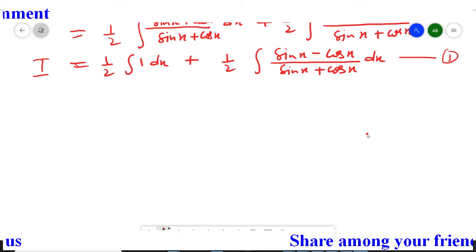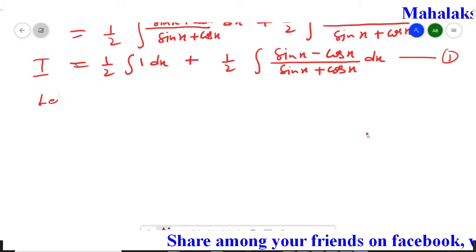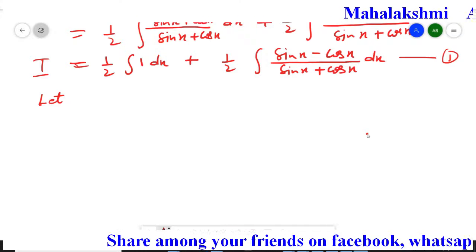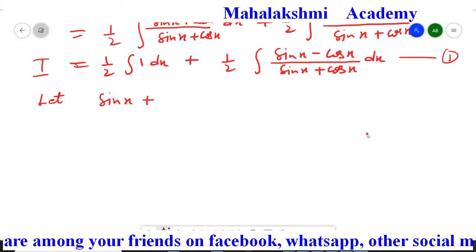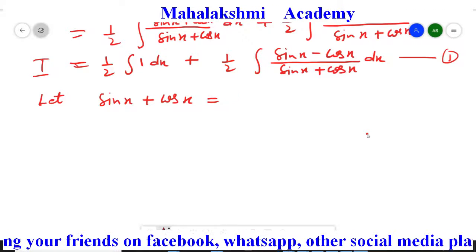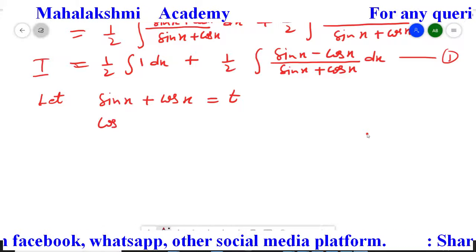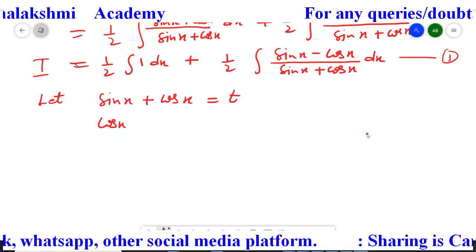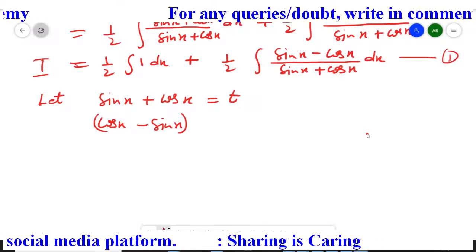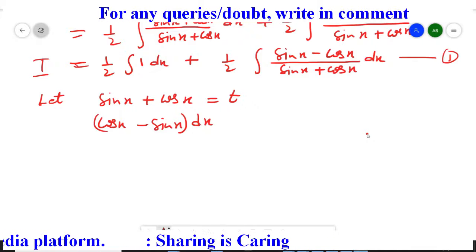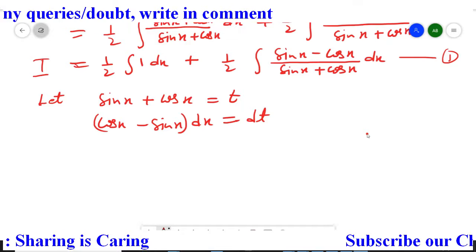Now here we have to start the substitution, so we will assume, let the denominator, that is sin x plus cos x, be equal to t. So when we differentiate, the differentiation of sin x is cos x and the differentiation of cos x is minus sin x, and then here it is going to be dx, equal to dt.